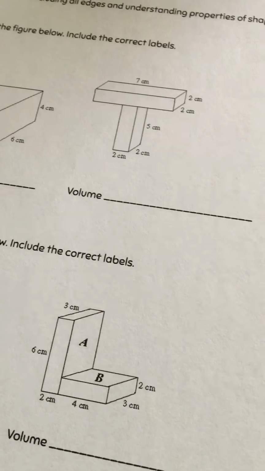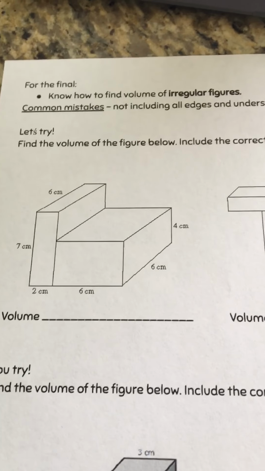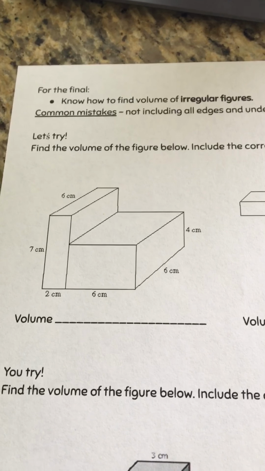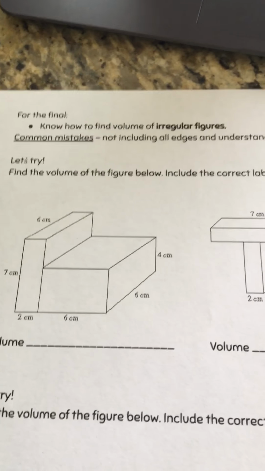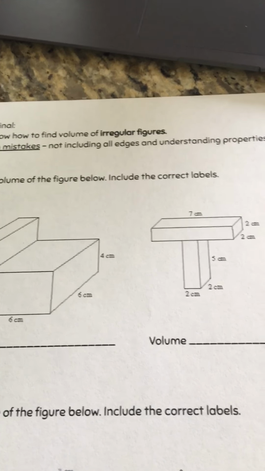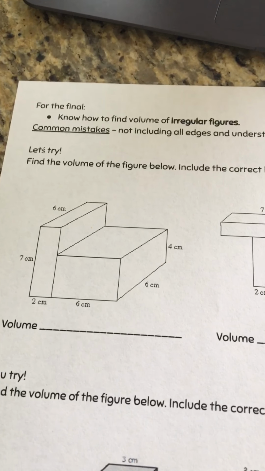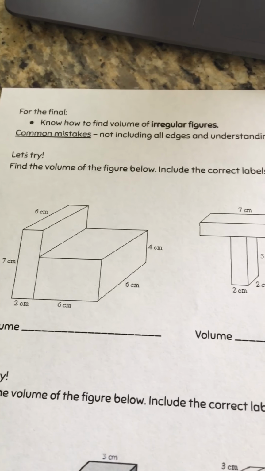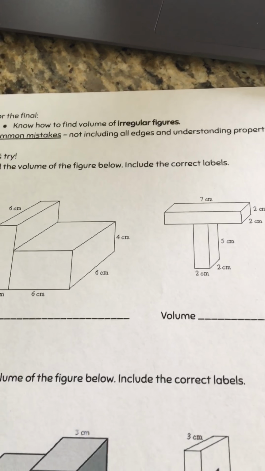All right, so if you turn the page over, this is the toughest one. So this is knowing how to find volume of what's called irregular figures. So these are going to be your T blocks or your L blocks. A common mistake is not including all the edges or even understanding properties of shape, meaning if one side is this measurement, the other side has to be this measurement as well. So when we find the volume of figures below, we want to make sure we're also including the correct labels, okay?